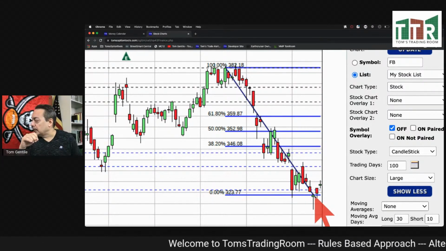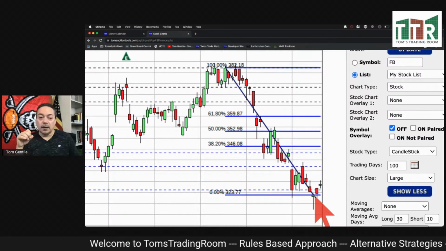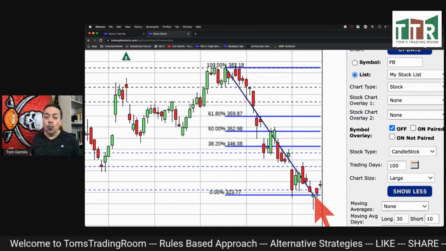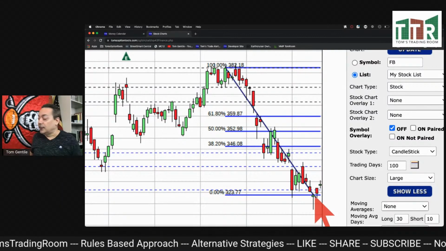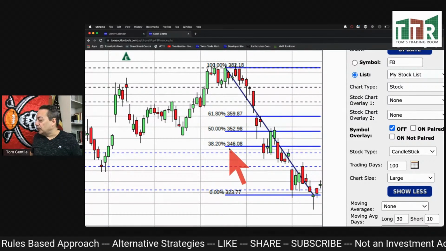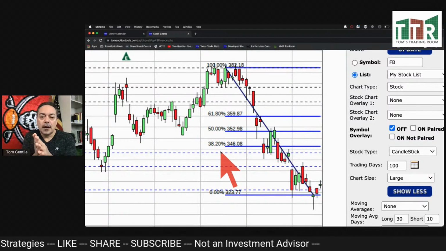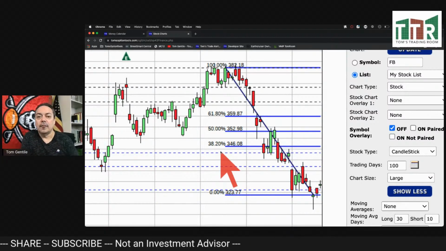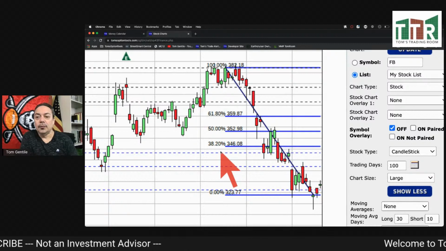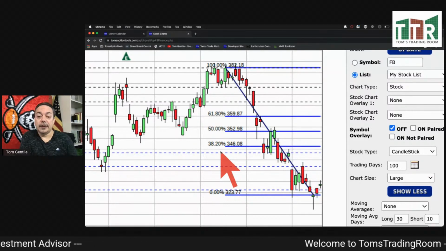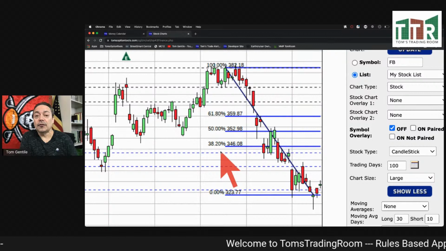Here's what I'm seeing. Facebook is bouncing off of potential support. So where's the next level of resistance? The next level of resistance, and by the way, how many of you watching this live stream right now believe that Facebook could go higher from here? How many of you are looking at Facebook as a potential value buy?